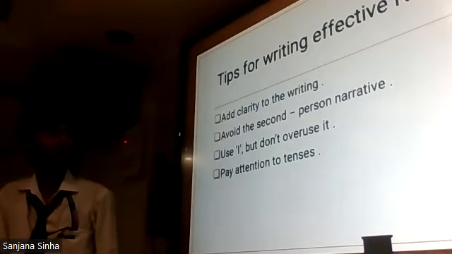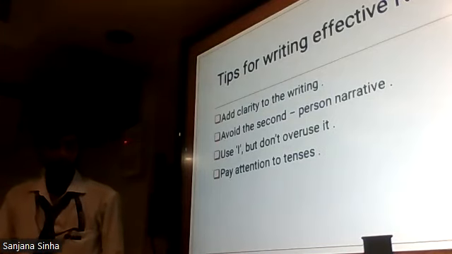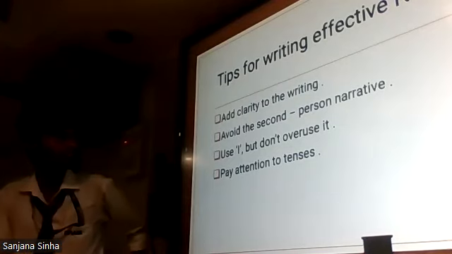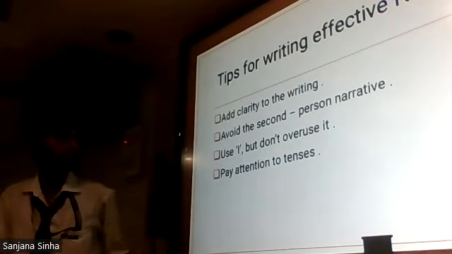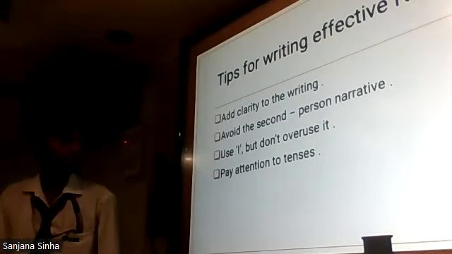Tips for writing effective narrative writing. Add clarity to writing. Avoid the second person narrative style. Use I but don't overuse it. Pay attention to tenses.